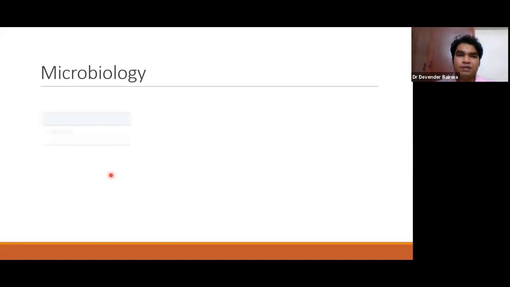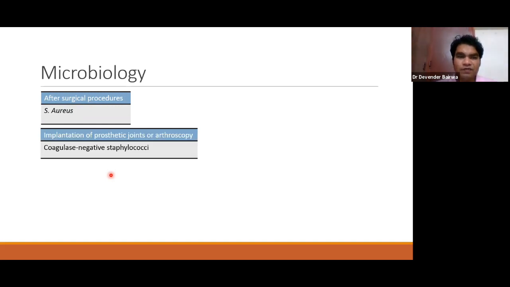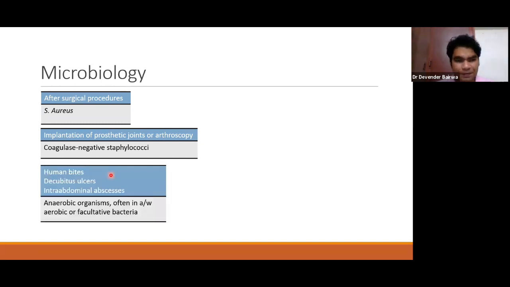Now, if we see other associations, like after surgical procedures, most of the cases are because of Staph aureus. In case of implantation of a prosthetic joint or arthroscopy, the cause of arthritis is coagulase negative staphylococci. In the native joint, coagulase negative staphylococci generally are not present in septic arthritis, but whenever there is a history of intervention with a prosthetic joint or arthroscopy, then this can be a common culprit.